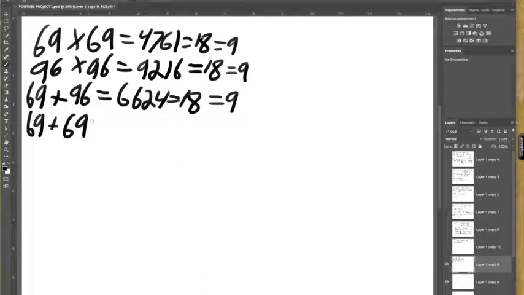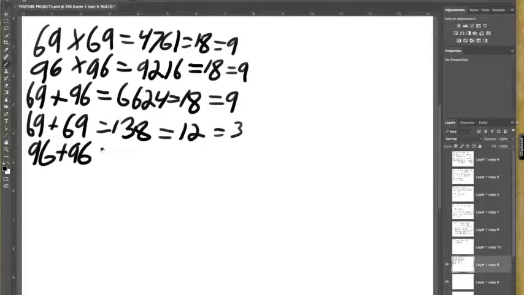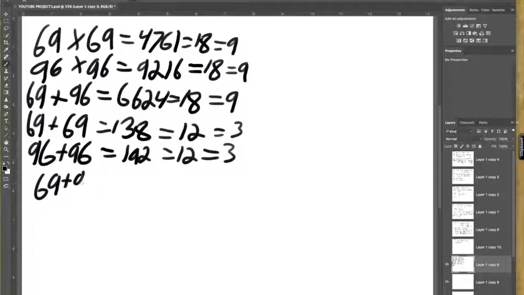69 plus 69 equals 138, which equals 12, which equals 3. 96 plus 96 equals 192, which equals 12, which equals 3. And 69 plus 96 equals 165, which equals 12, which equals 3. So 69 is 333, 33, 999. Okay. And let's do it this way.